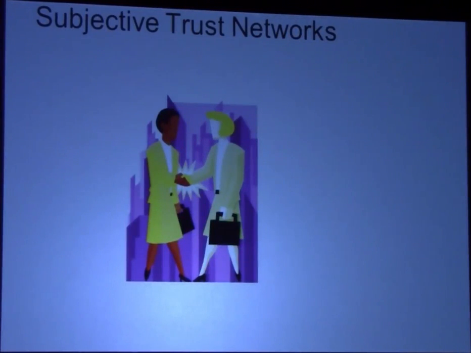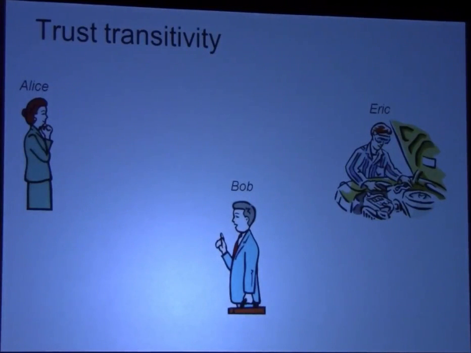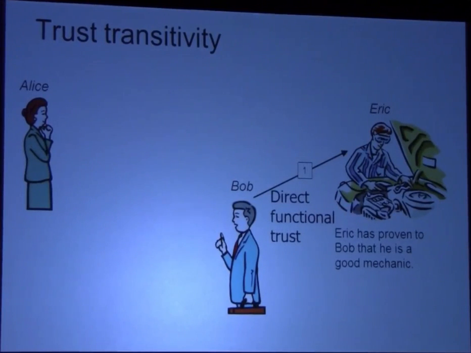So now, let's look at trust networks. And here's a typical example, or I think it is a typical example. Bob has used a garage where the car mechanic Eric works, and he has been perfectly satisfied with Eric's services every time. The car is always shiny and the engine is in perfect order. So, based on direct experience, Bob trusts the car mechanic.